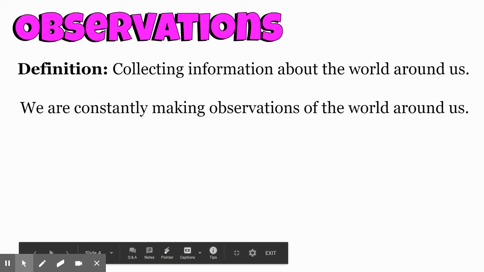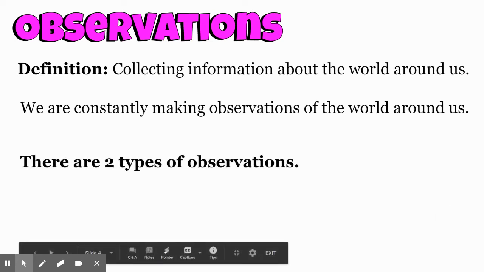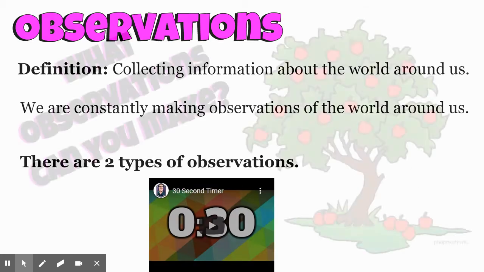So observations are just examples of collecting information from the world around us. So we're constantly making observations about the world around us. Right now, you're making an observation that you can hear and see the computer screen or whatever device you're watching this on. You can hear my voice, right? You're making observations all the time. So there are two types of observations, and I'm not going to talk about them quite yet, but there are two different types of observations we can make.